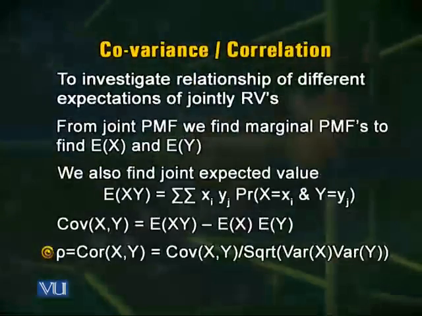A related quantity is the correlation coefficient. If you have two random variables and you have found their covariance, then you divide this covariance by the square root of the multiplication of the variance of x and the variance of y. You can see the formula in your class handouts or in your slides, but the important point is that this correlation coefficient is a dimensionless quantity and it always lies between -1 and 1.